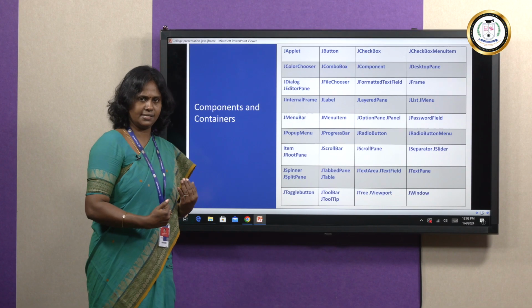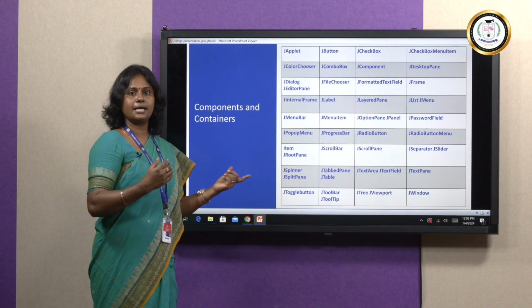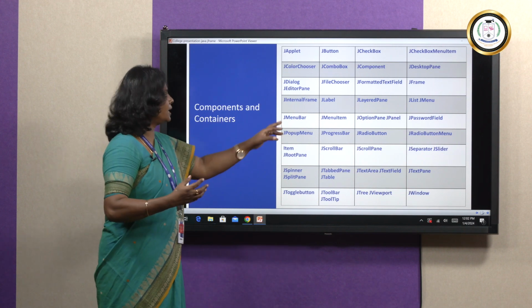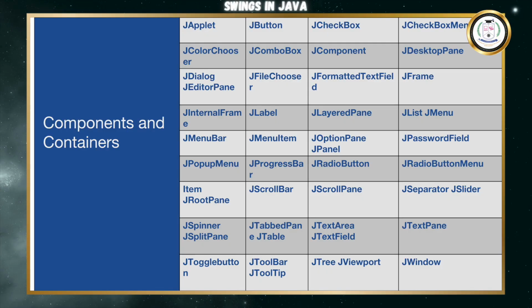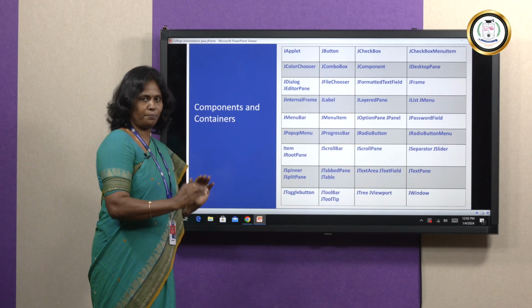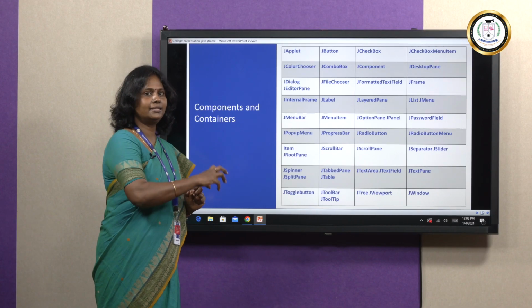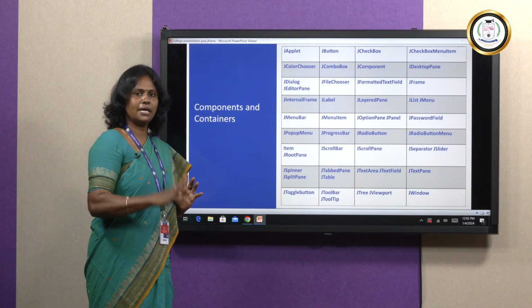In the example you can easily understand. The label is a label. Next one is menu item, scroll bar, scroll pane, text field. Next is toolbar, spinner, toggle button, and JWindow. All these things are components. So we can get the components from the Swing package.